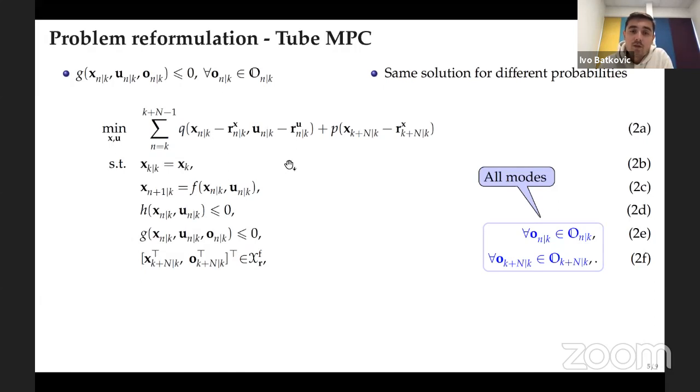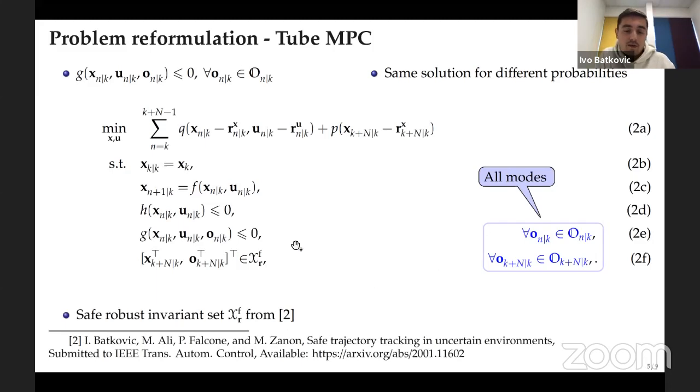So the MPC problem looks more or less like this. It's standard. You have the sum over the stage costs, you have the terminal cost over here, you have the initial condition, the system dynamics, the known constraints, for instance, don't accelerate too much, don't brake too hard, and you have the collision avoidance constraint. And here you can see that the collision avoidance needs to be applied for all different modes. And that's what causes the conservatism.